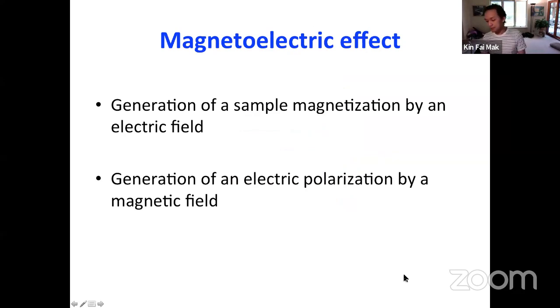But an electric field typically does not couple directly to spins. But in a certain class of materials known as magnetoelectrics, the spins can actually couple to an electric field. And simply speaking, the magnetoelectric effect is the generation of a sample magnetization by an electric field, or vice versa, the generation of electric polarization by a magnetic field. So that means in this class of magnetoelectric materials, there's a direct coupling term between the magnetization and the electric field, or the electric field and magnetic field in the system. And this phenomenon is also of great interest recently in topological physics, especially in the class of materials known as axion insulators.